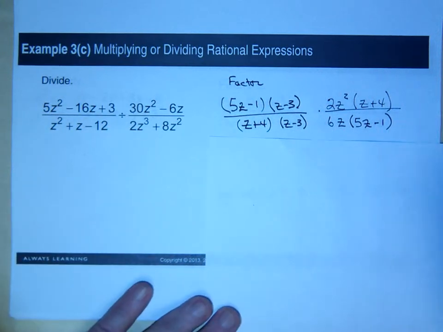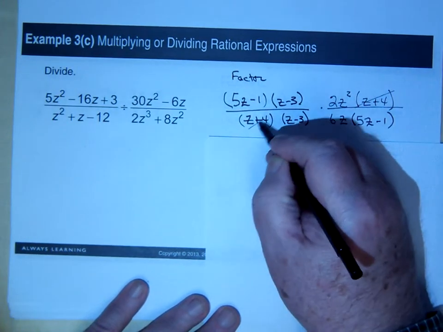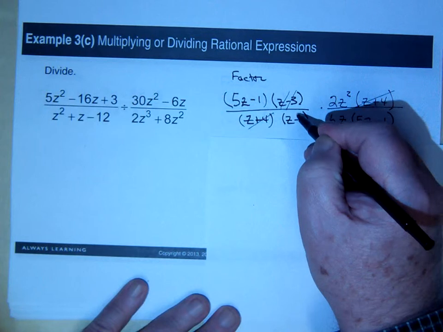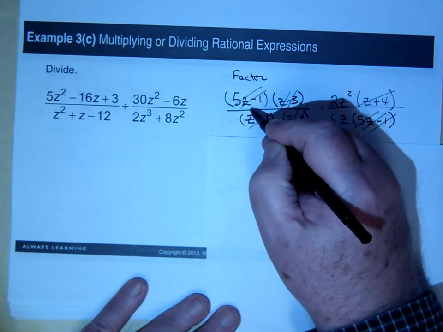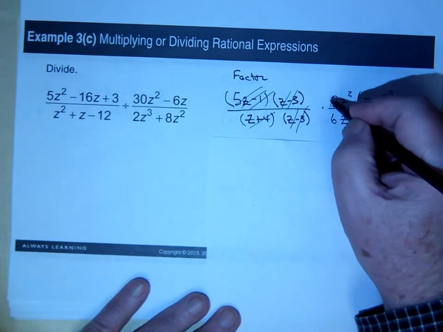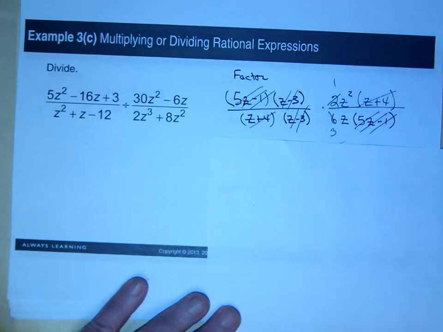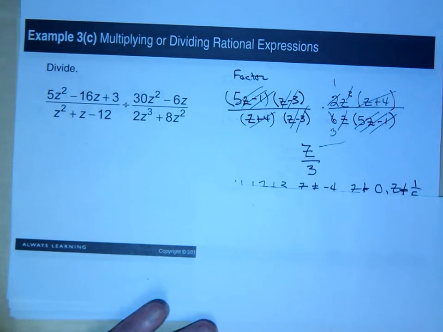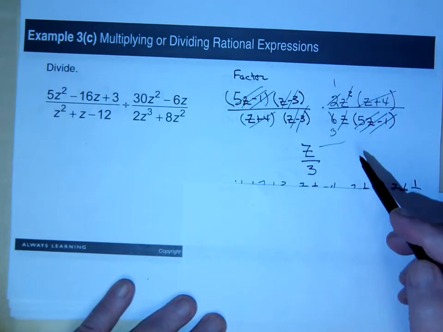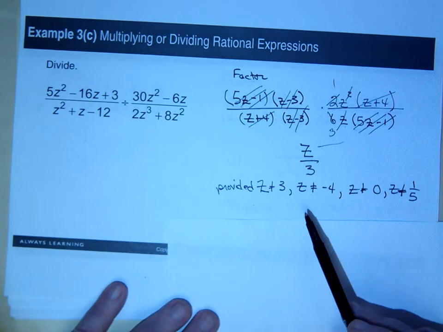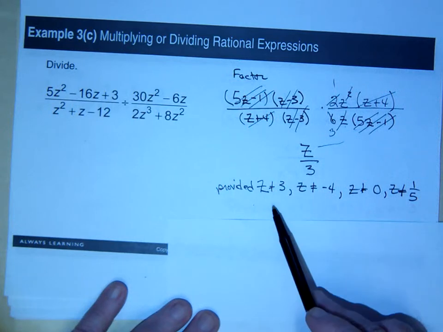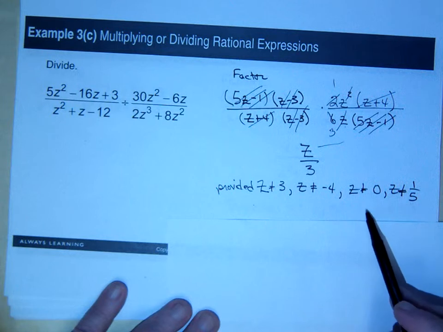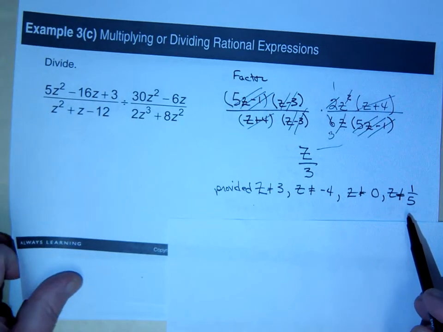Now we will seek to cancel common factors. So we'll cancel that with that. We'll cancel this with that. And we will cancel this with that. So at the end, then we will have z squared over z, which is just going to be z. So the answer is going to be, the only thing that is left is z over 3, provided none of the things that we canceled were 0, giving us 0 over 0. So x can't be 3, x can't be minus 4, x can't be 0, and x can't be 1/5.